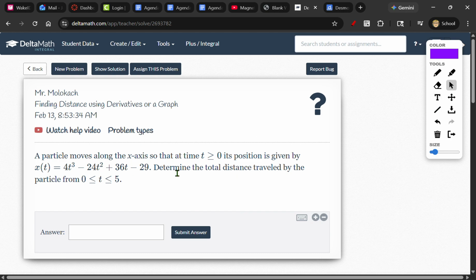But I'll try to make sure that you only have expressions for x of t rather than just using the graph. And that's it for today.